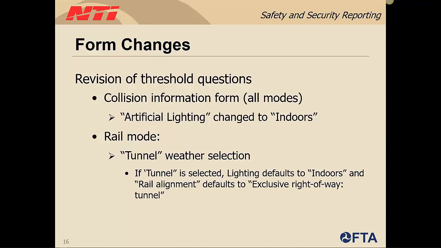Also for rail modes, a weather selection of tunnel was added to reduce the confusion in reporting, since you really don't have weather in a tunnel. You may also have noticed that if you chose tunnel, then the rail alignment automatically defaults to the selection for exclusive right-of-way tunnel. Again, this is to help reduce errors.